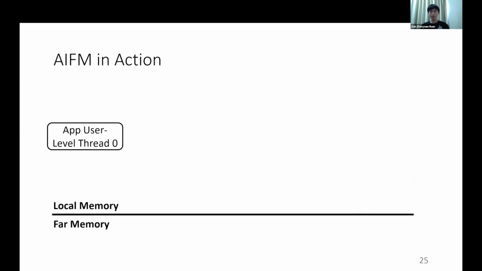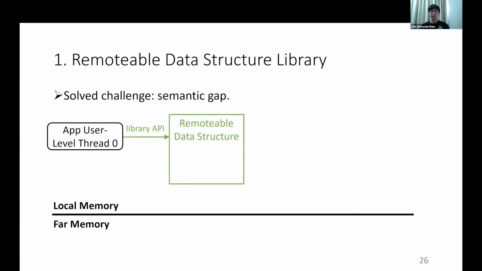First, in AIFM, the application code is running in a user-level thread. It uses our library APIs to access our remoteable data structures. In the library call, we understand what the application is doing with the data structure, and therefore we can record application semantics. The semantics can be leveraged by the data structure prefetcher to swap in future data. So the application thread may never get stalled on making the data structure access.